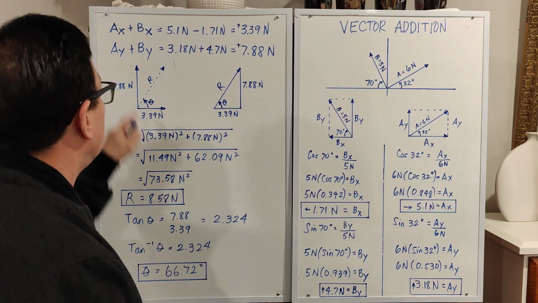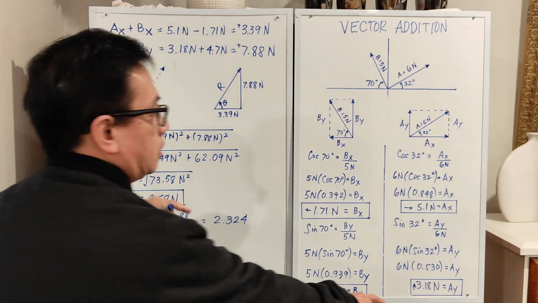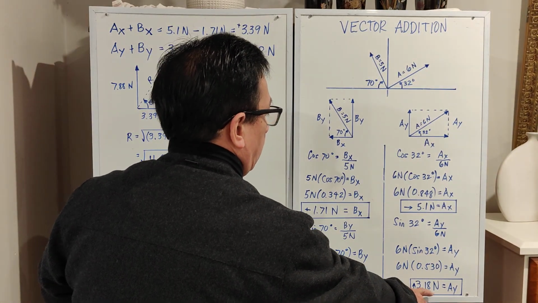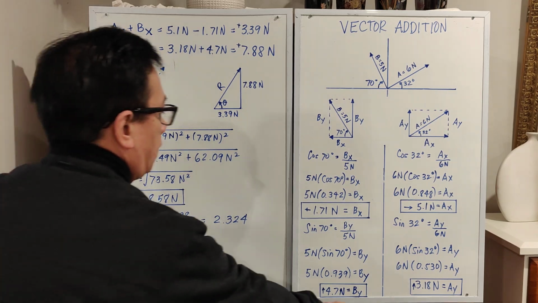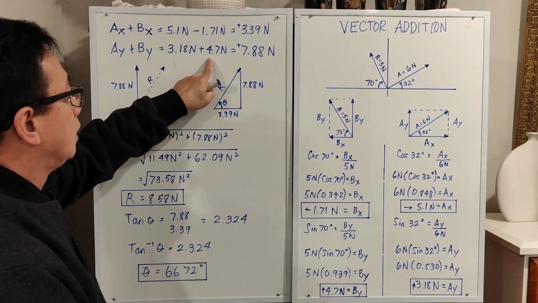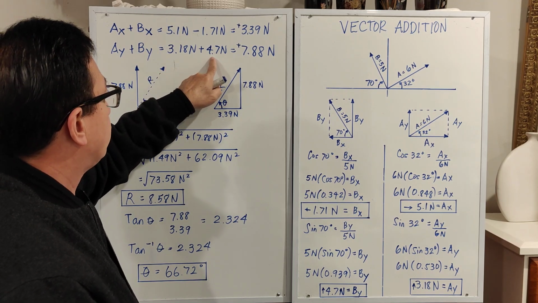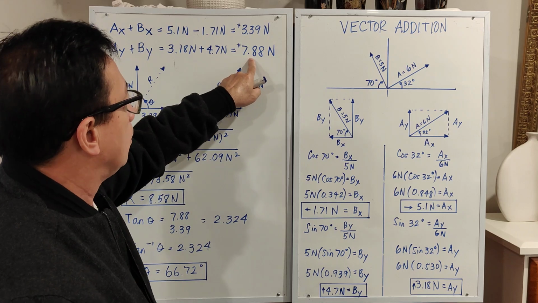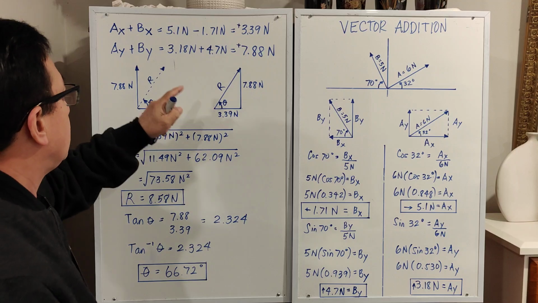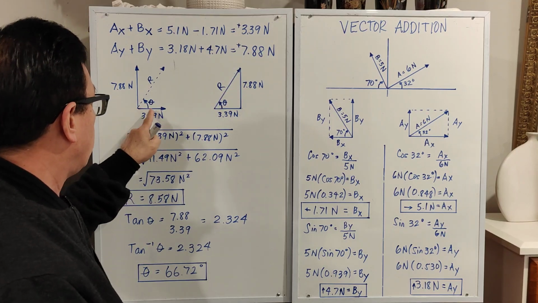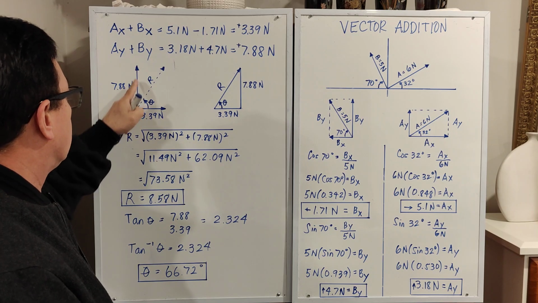We can now add the vertical components, Ay plus By. Ay is 3.18 newtons upward, so it's positive. And then By, 4.7 newtons, positive as well. So if we add 3.18 plus 4.7, we get 7.88 newtons. So the horizontal is 3.39 newtons, and the vertical is now 7.88 newtons.